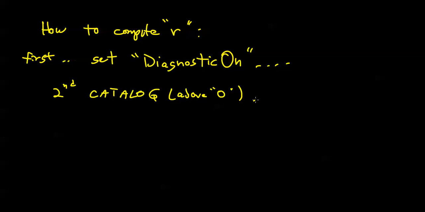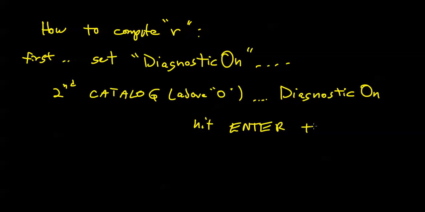After you hit catalog, scroll down to choose diagnostic on. You'll have to scroll quite a ways. Make sure that function is selected with an arrow and then hit enter twice. What that does, it calls up the diagnostic on command into your home screen, and then when you hit enter again, it executes the diagnostic on command, and you should be all set to go to compute R once you turn diagnostic on. Okay?